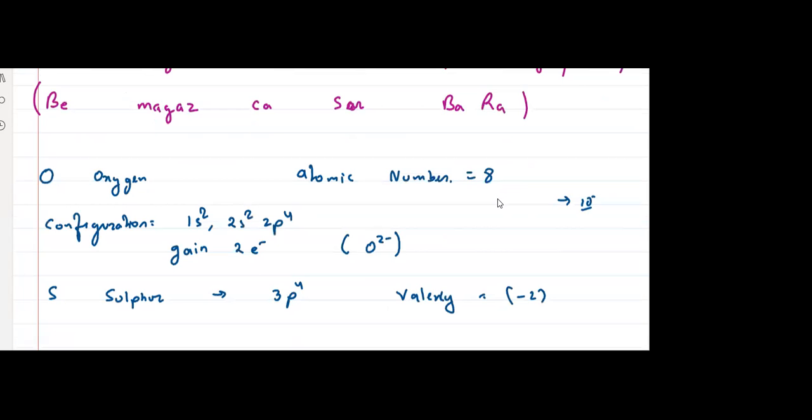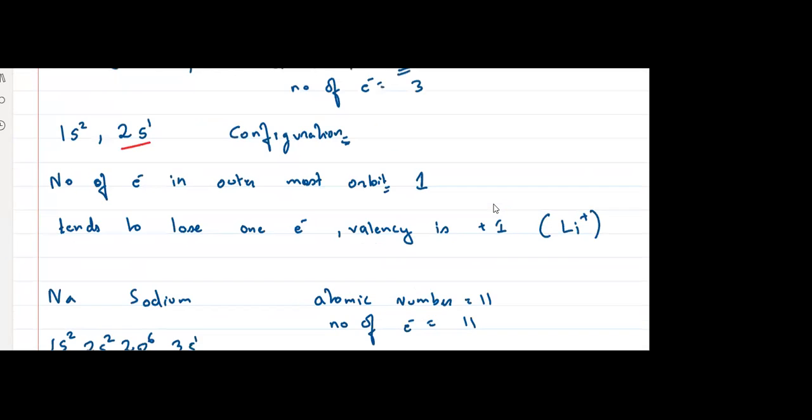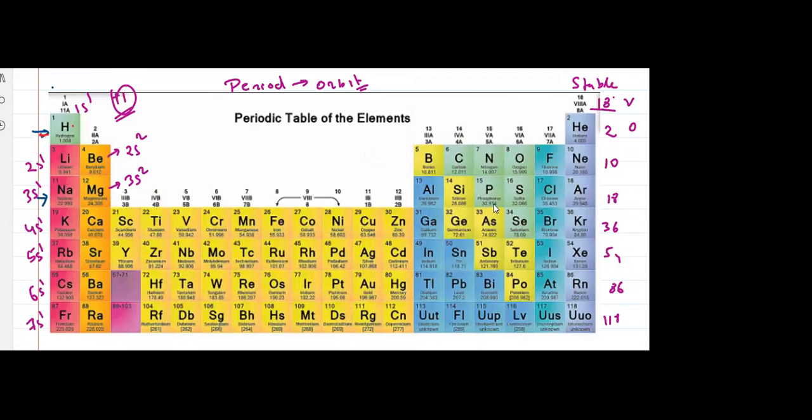So see, if you know the configuration of any one element, you can write the configuration of every element. What would be the configuration for selenium? Think about it. This is for second, third, fourth. 4p4. Very good, Tanushree. 4p4, correct. And the valency is -2.